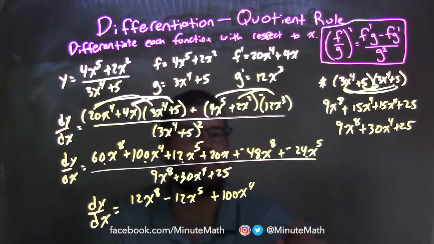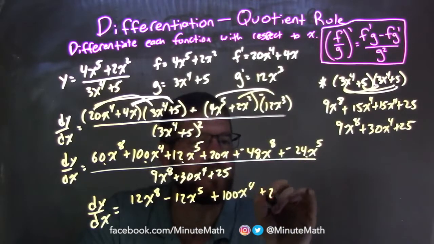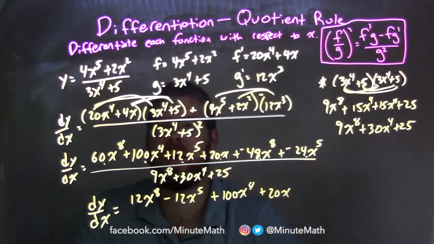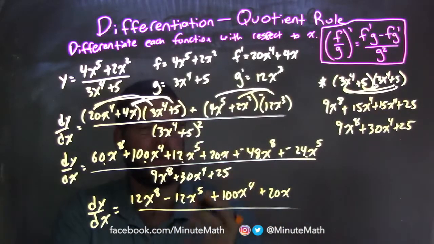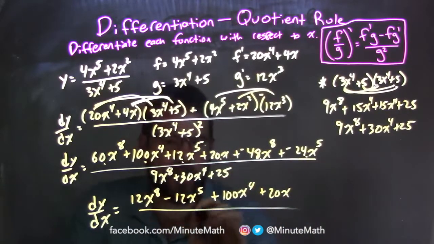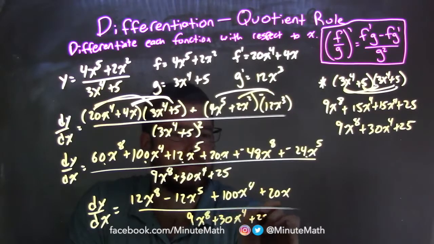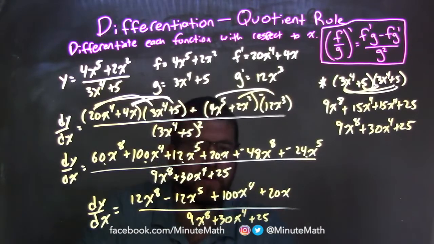Okay, last one is 20, just x, plus 20x. And I believe I have all of them brought down. Fantastic. Now my denominator, simplify it out here, or rewrite it: 9x to the 8th plus 30x to the 4th plus 25. Okay? And there's nothing I can really simplify here. No like terms I can pull out of the numerator and denominator, not that I'm aware of.